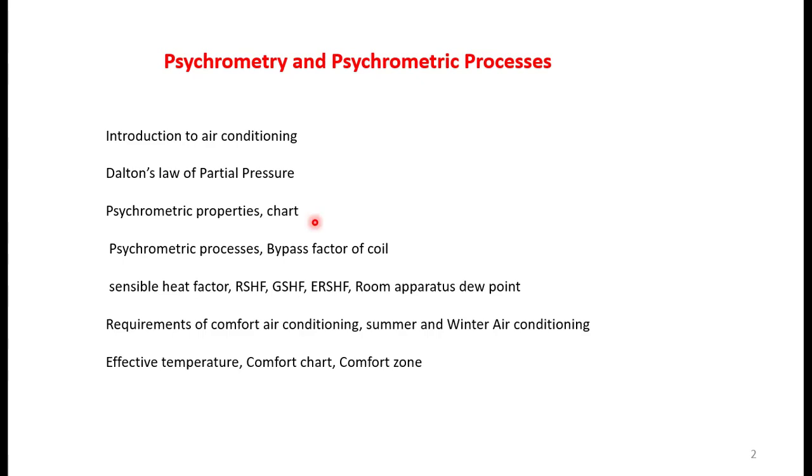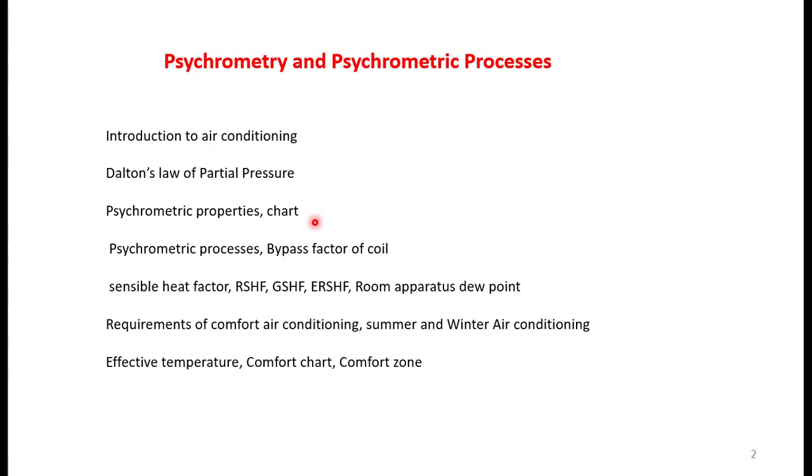So there are different sensible heat factors like the RSHF, that is the room sensible heat factor. Then GSHF, that is the grand or gross sensible heat factor. Then ERSHF, effective room sensible heat factor, and room apparatus dew point, also known as the RADP. ADP stands for the apparatus dew point. So we will see what these different sensible heat factors are, how they can be calculated, and what is the importance of these different sensible heat factors while plotting the various psychrometric processes on the psychrometric chart.